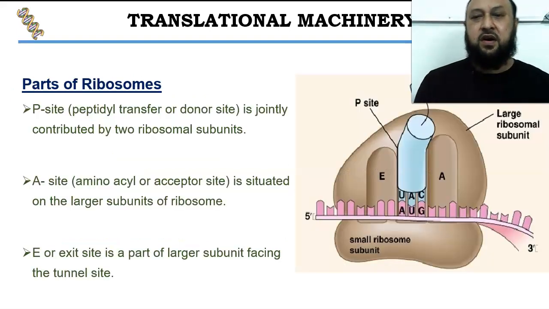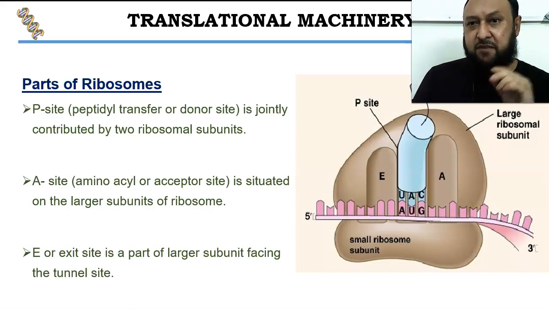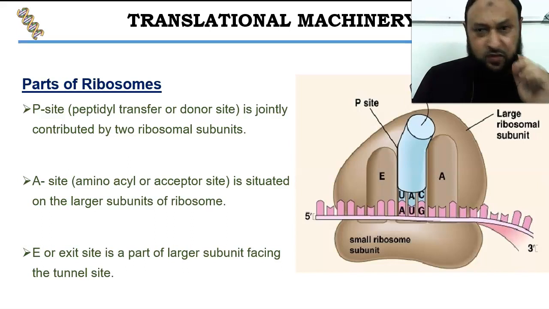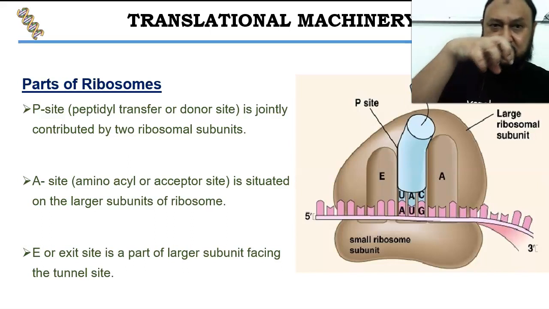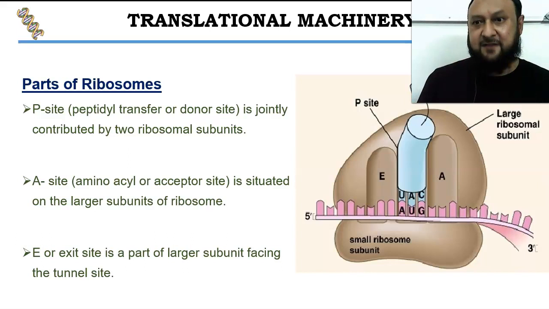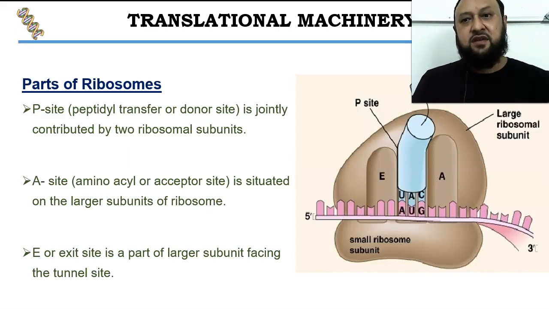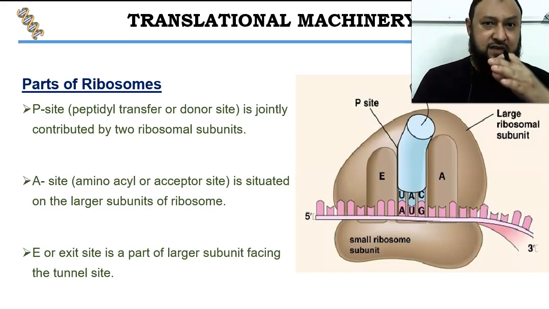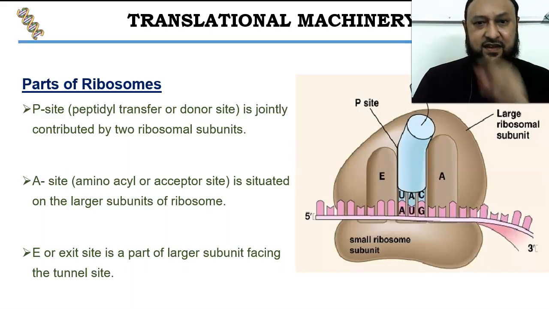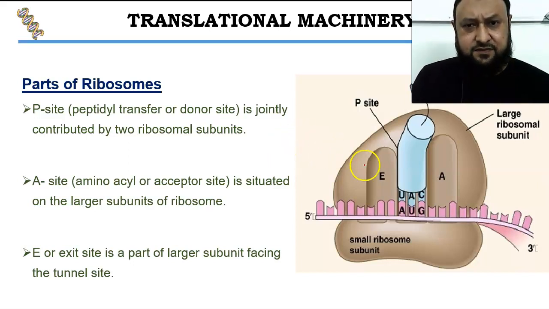Now, as I told you, the P site, the peptidyl donor site, is jointly contributed by two ribosomal units, that means the smaller one and the larger one forming this site together. The A site is where the charged amino acid and the tRNA are brought to the ribosome, and the exit site is from where the synthesized polypeptide chain moves away slowly. There is a tunnel. Now this is the exit site.